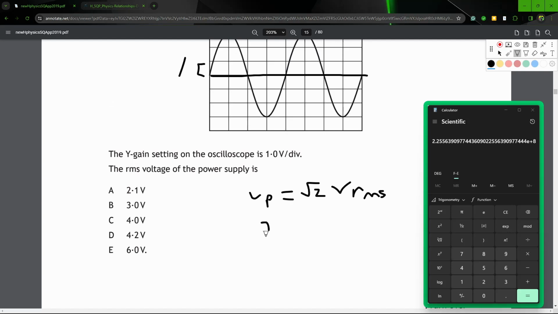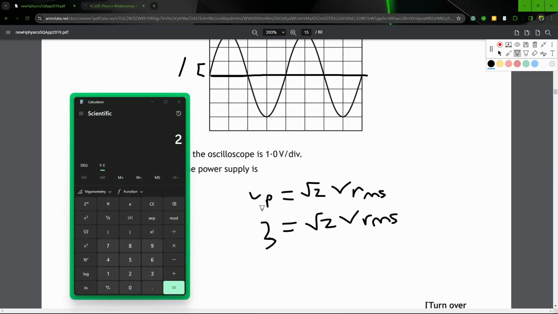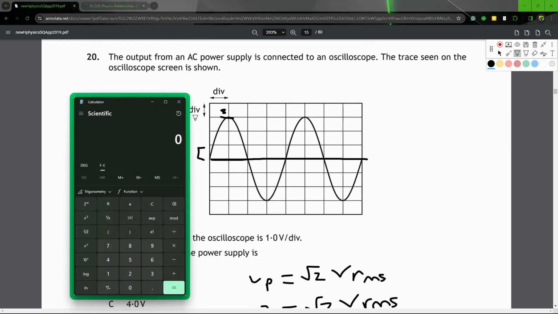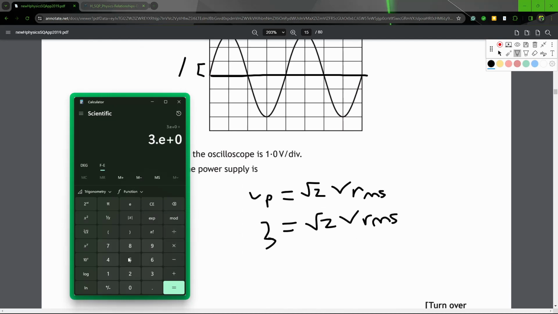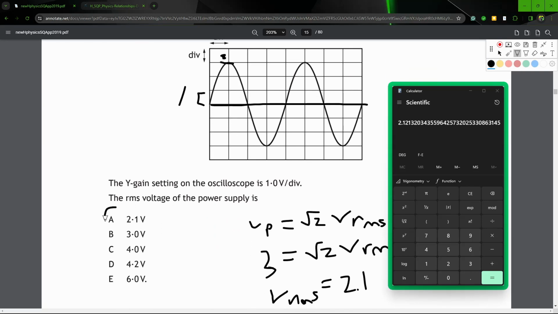So we know the peak, but we want to figure out RMS. So we're going to divide 3 by root 2, because 3 is the peak voltage. And there we go. What do we get? Well, we get this horrific number, 2.12, and it continues on, probably irrationally. But if we round it, it only requires one decimal place, it's 2.1, which means the answer to question 20 is A.